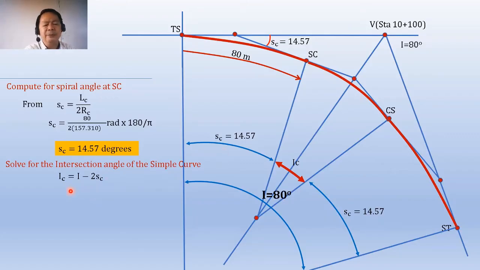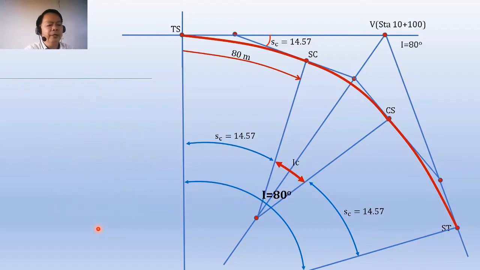And if we substitute the value, we can compute for I sub c to be equal to 80 minus twice of 14.57, and this will give us a value equal to 50.86 degrees. So we have our intersection angle, or the central angle of the simple curvature that joins the spiral. Next, we can compute the next element, the length of the simple curve.